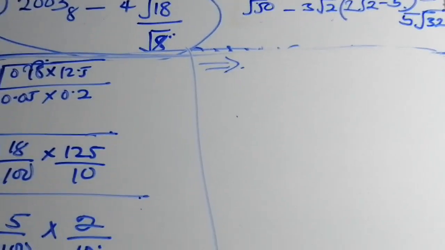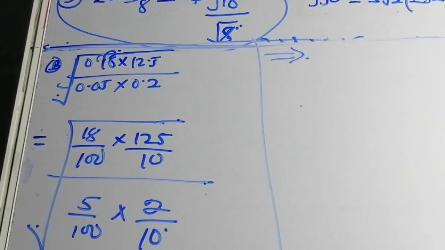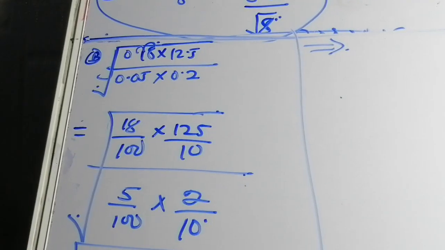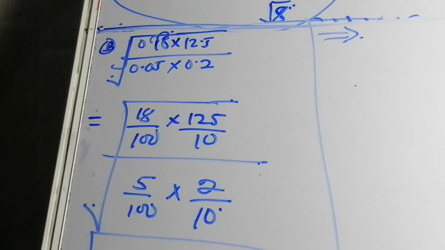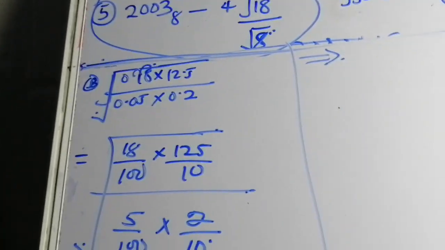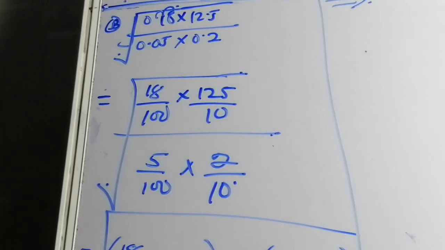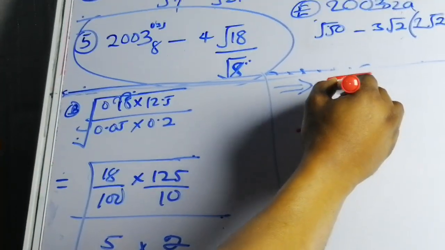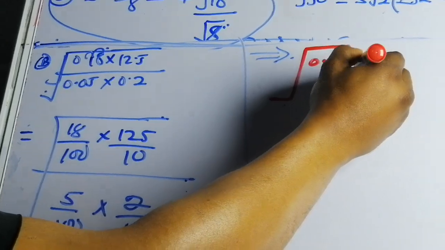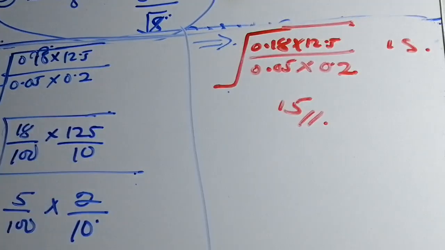This is the theoretical part. You need to conclude so that you can get your final answer, because in SSC standard, in WAEC standard, in NECO standard, or in GCE standard, you need to show your working. Don't forget, this is 2005 theory 6A, and you need to show your working on how you arrive at the answer. At the end of the day, you need to conclude so that you can get your complete mark. So from here I can now say that the evaluation of 0.18 times 12.5 over 0.05 times 0.2 is 15. So you've concluded and you get your full mark.